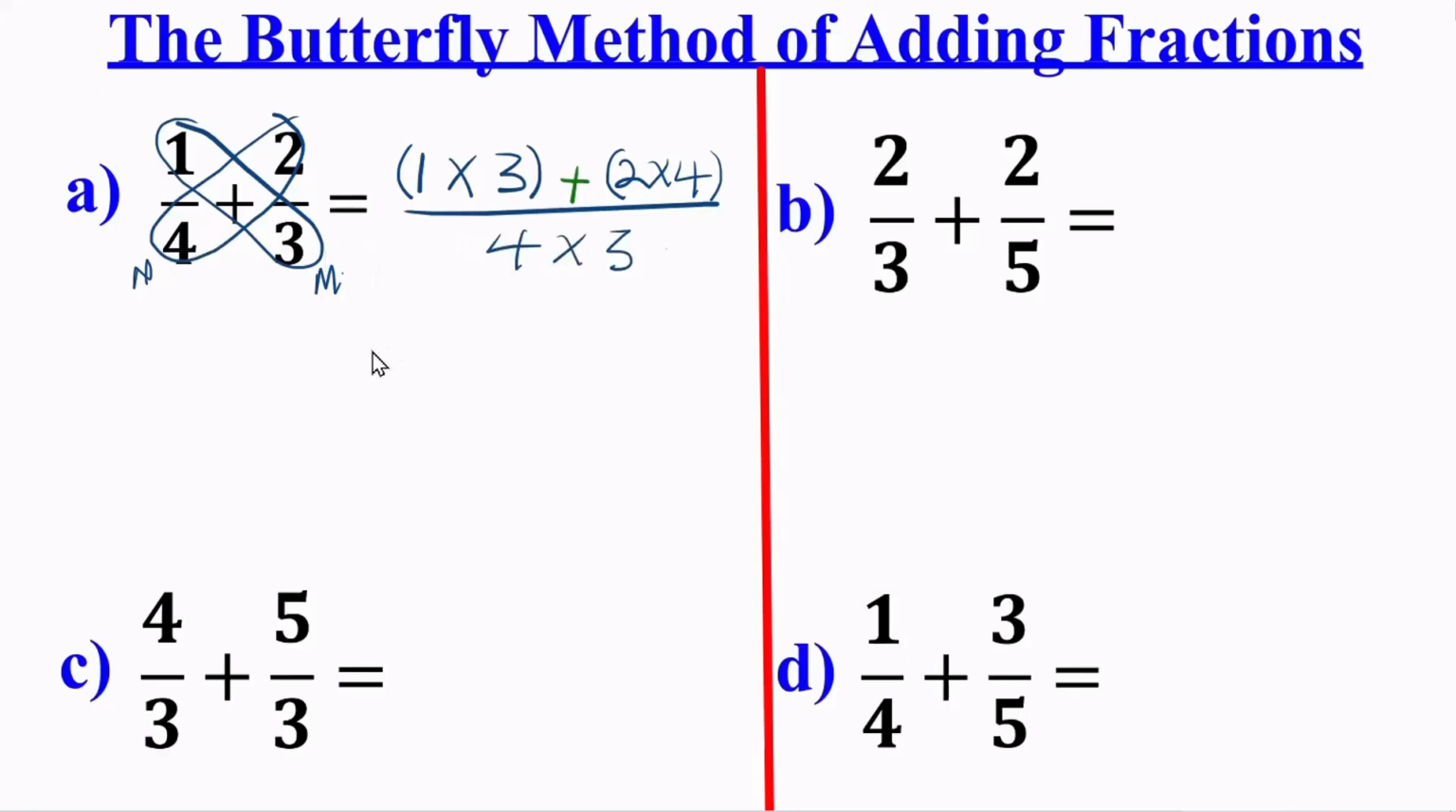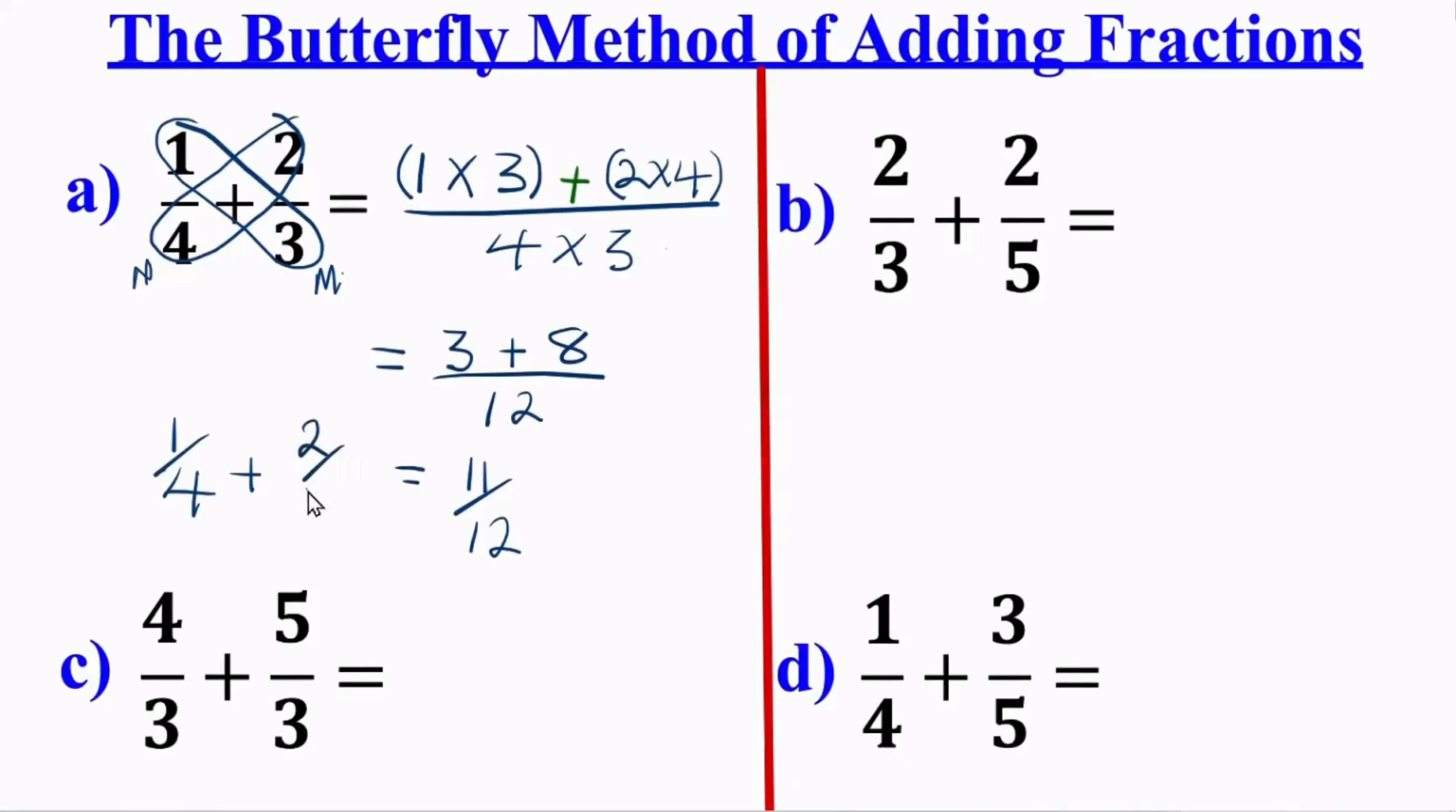So as we simplify this, it means that we are getting 1 multiplied by 3 to give us 3, then plus 2 multiplied by 4 to give us 8. The whole of it divided by 4 multiplied by 3, which gives 12. Then as we continue summing up the numerators, 3 plus 8, we are getting 11, then divided by 12. Implying that the answer to the expression, which is a quarter plus 2 divided by 3, equals 11 over 12. Therefore, this becomes our correct answer for that case.